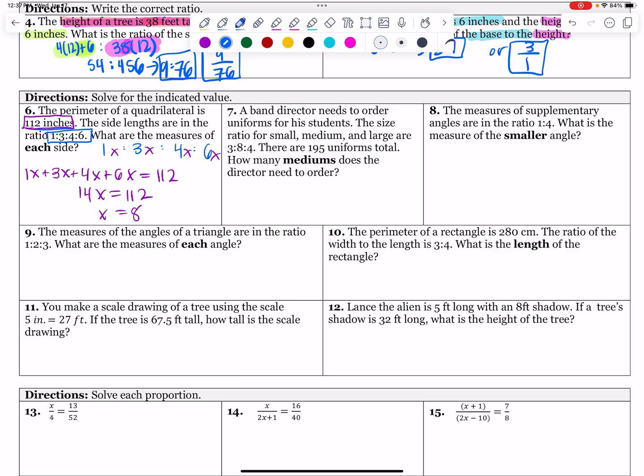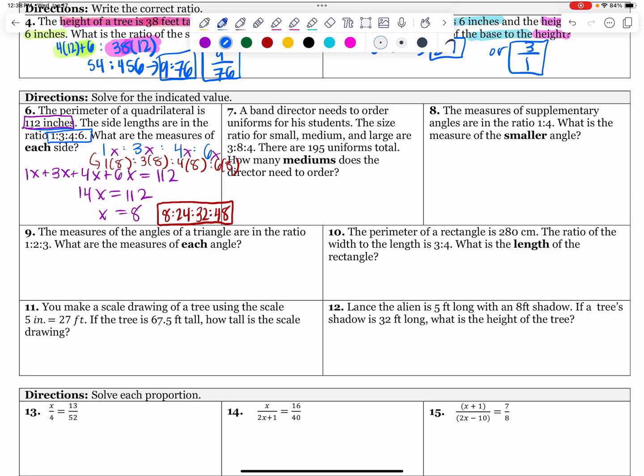So what were the original pieces? I can go back and plug that in. That's going to be 1 times 8, 3 times 8, 4 times 8, 6 times 8. It wanted all 4 original pieces. So that would be 8, 24, 32, and 48. That would be the original side lengths. If I ask you for the smallest, you'd say 8. If I ask you for the biggest, you'd say 48. And you can check this by adding up all those numbers, and they would in fact add up to 112.